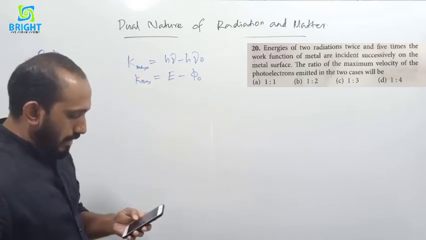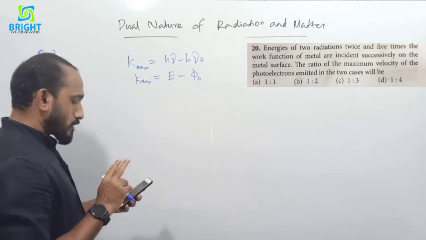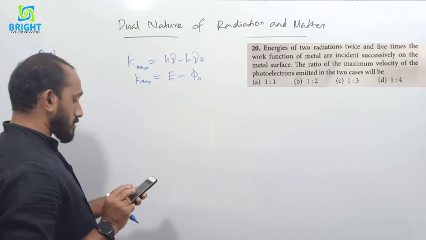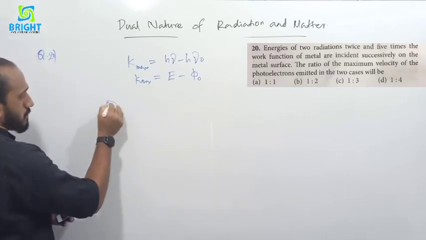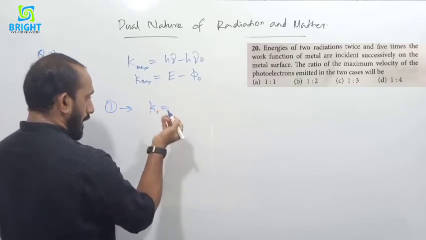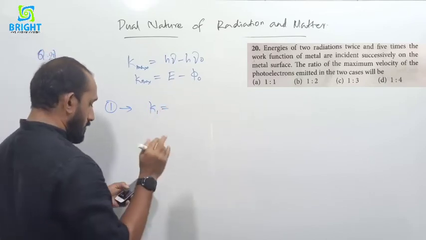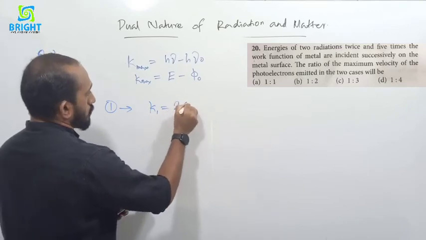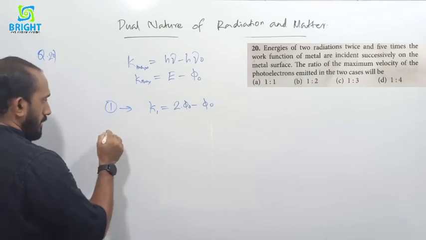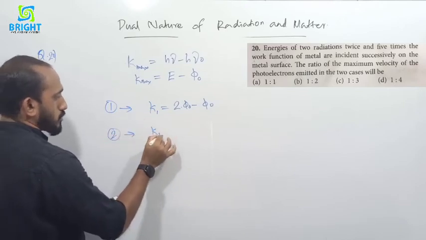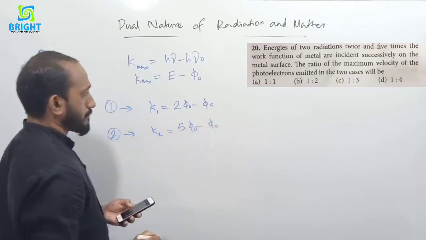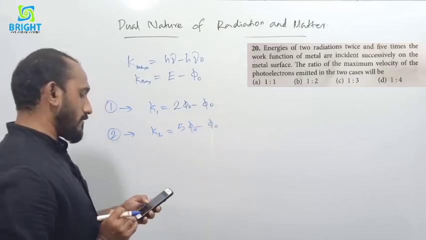In this question it is given that energies of two radiations, twice and 5 times the work function of the metal, are incident successively on the metal surface. So in the first case, K1 will be equal to E, which is twice the work function, so 2 phi 0 minus phi 0. And for the second case, K2 is equal to 5 phi 0 minus phi 0, because 5 times the work function is there.